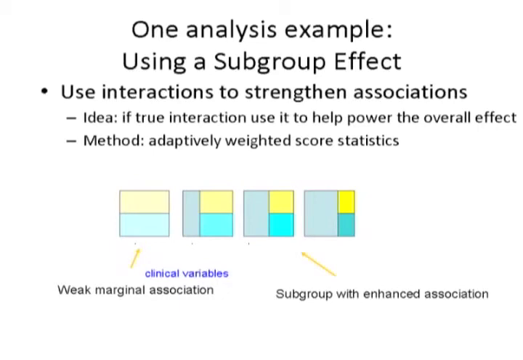If I could throw away some of the data or downweight it, I might see a stronger effect. If I could throw away more of it, I'd see a stronger effect, the intensity being how strong the effect is.